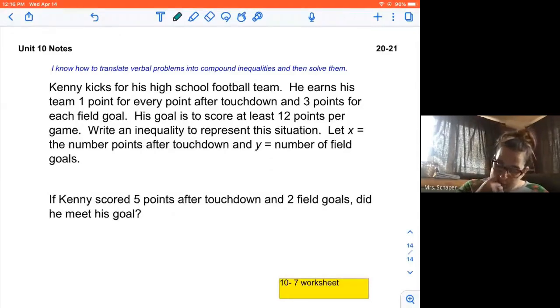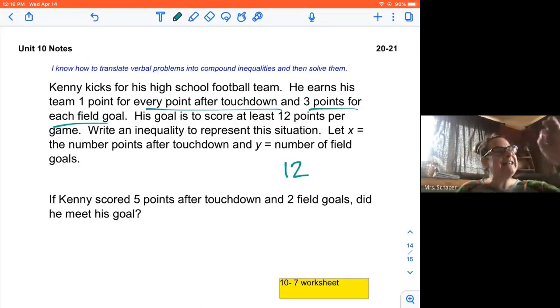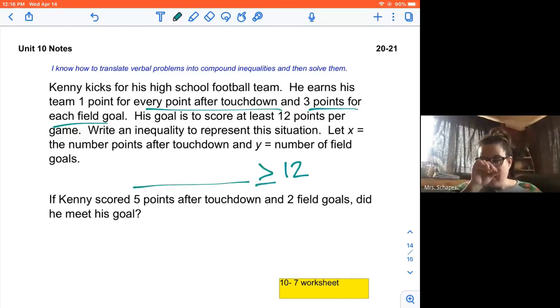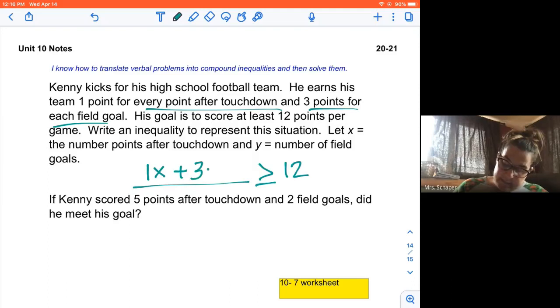So we know that we have a point after touchdown, and we have 3 points for a field goal. So he wants to score at least 12 points. That means what he scores is more than or equal to 12. The point after touchdowns are my x's. So 1 times each point after touchdown plus 3 times every field goal.